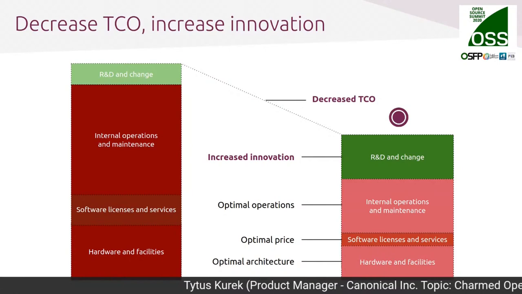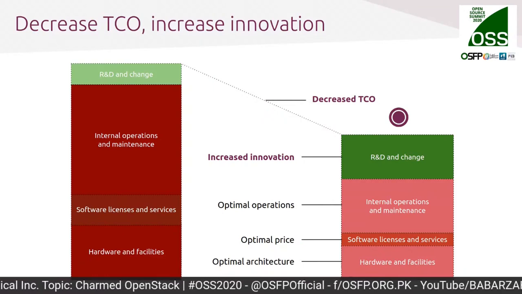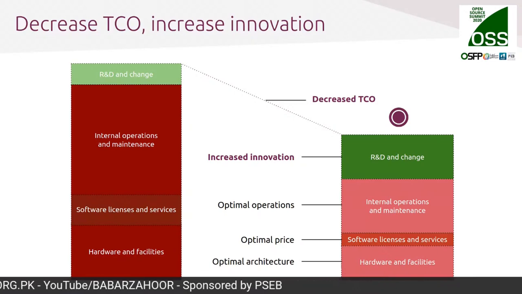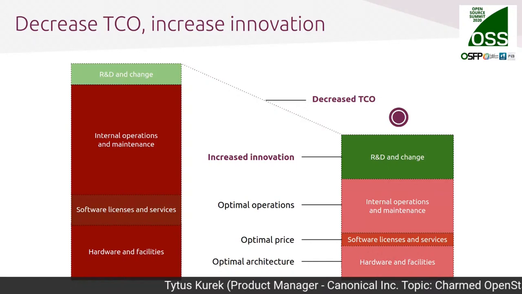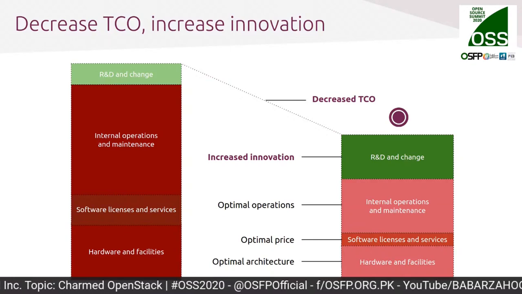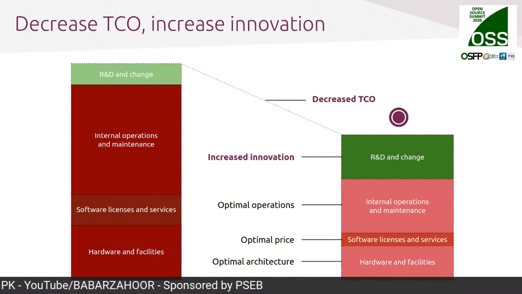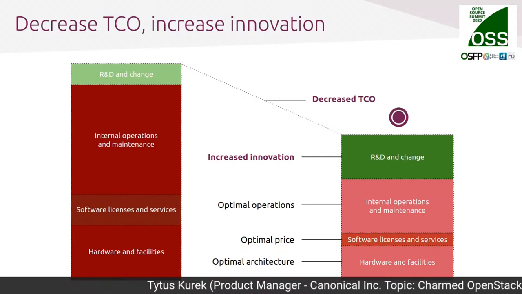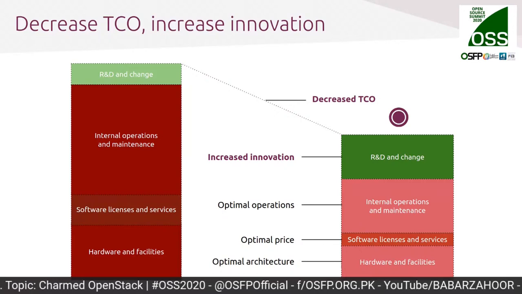When it comes to the recurring costs, something that recurs on a regular basis, like annually, for example, a significant portion of this budget is really spent on internal operations and maintenance. Since all of those three pillars put a negative impact on the organization's finances, they cannot really afford spending too much money on R&D and business transformation or change. So our goal with Charmed OpenStack, and this is what we really focus on, is to reduce the costs associated with hardware and facilities, software licenses and services, and internal operations and maintenance, so that the overall TCO is decreased, but still leaving space for increased innovation so that organizations can invest more in their R&D and business transformation.